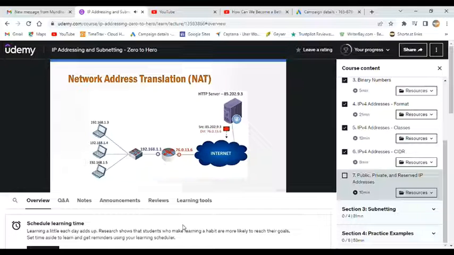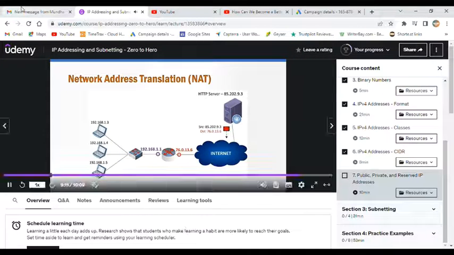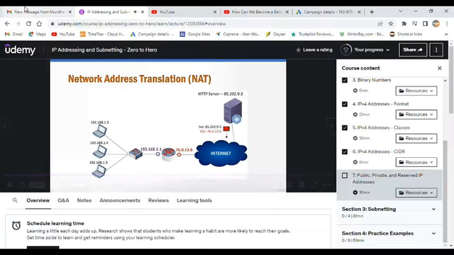So it's going to be 85.202.9.3, and the destination IP address is still going to be the public IP address of the router. So once that response reaches the public interface on the router, the IP parameters are still the same. It's only when the packet actually goes through the router that it's NATed back into the private IP address.